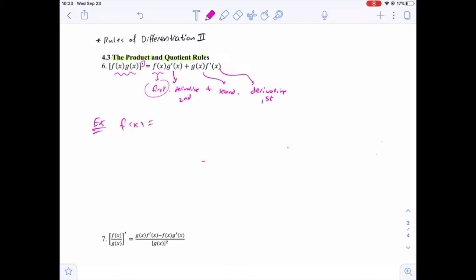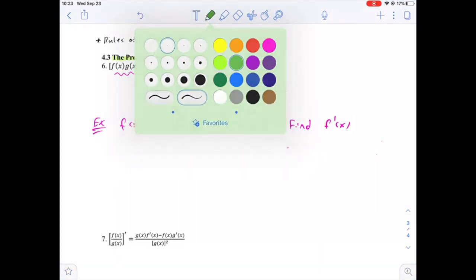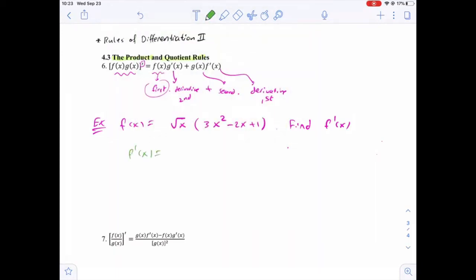For example, if we have the function f of x equals square root x times 3x squared minus 2x plus 1. We want to find the derivative of the function f. So here we have two functions. We apply the product rule. F prime of x is the first, square root x, times the derivative of the second. What is the derivative of 3x squared? 3 times 2 is 6x, and we subtract 1 from the power, we get x. And what is the derivative of negative 2x? It's negative 2. The derivative of x is 1, and the derivative of 1 is 0.